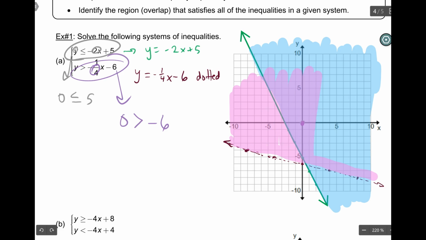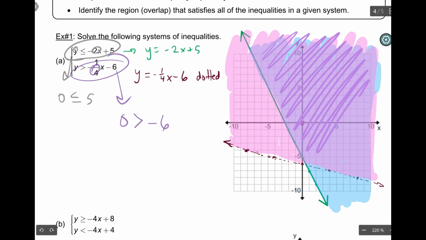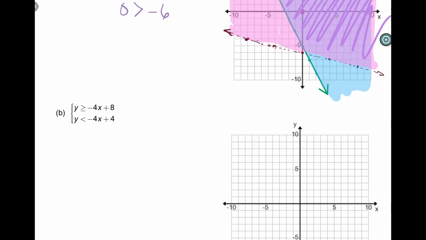So you can hopefully see this purple area over here that's overlapping. You can see this is the portion that's overlapping. This is the portion of our solution. Cool. So I highly recommend trying this with colored pencils.